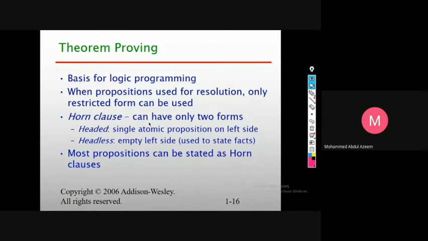One is headed Horn clauses, in which you will have a single atomic proposition on the left side, fine, and you will have headless, that is an empty left side, used to state facts and all. So generally, headless Horn clauses are used to represent the facts, and headed clauses are used to represent the clausal forms, to prove the theorems, to prove the facts, to prove the inferred propositions. Most of the propositions can be stated as Horn clauses.